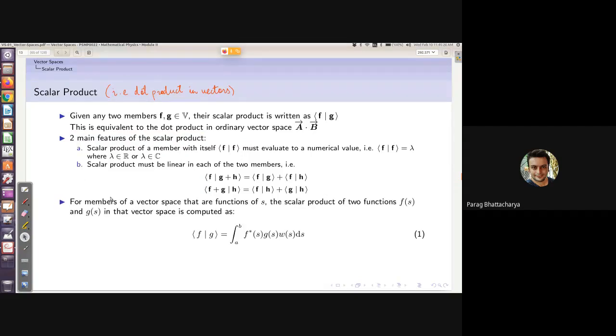For members of a vector space which are ordinary vectors, it is very easy. You can test for yourself that this indeed is true. Suppose I'm having two vectors, vector A and vector B. For the scalar product of vectors, we just put a dot. So if I have vector B plus vector C, this is nothing but your vector A scalar product with vector B plus C. Okay, let me write it bigger.